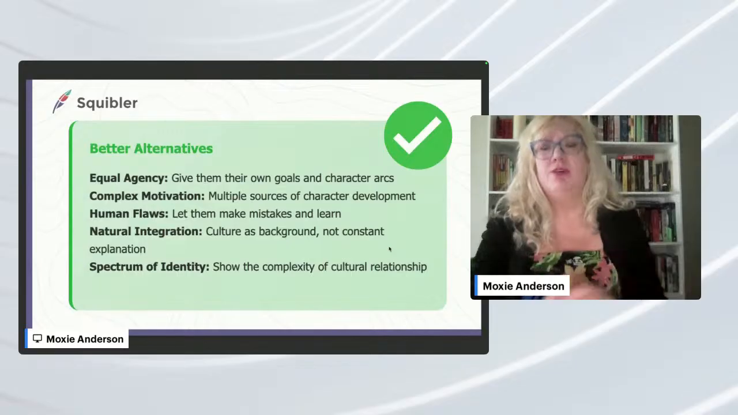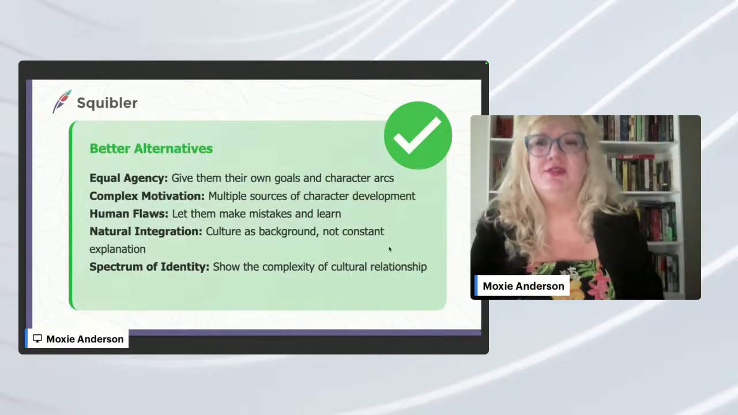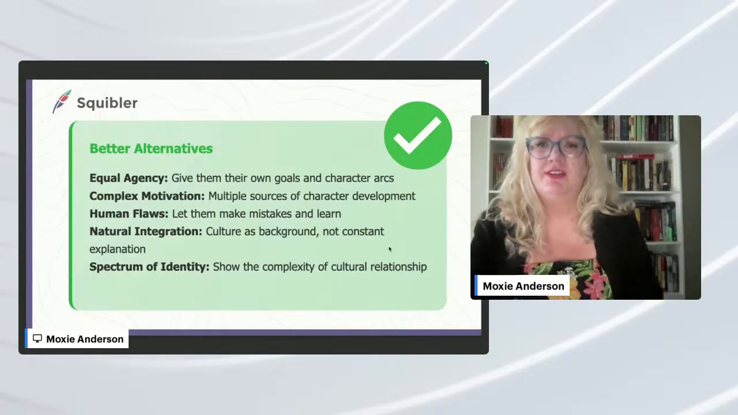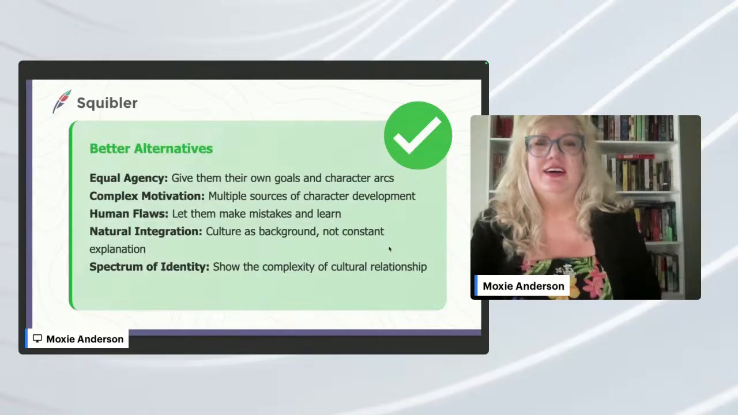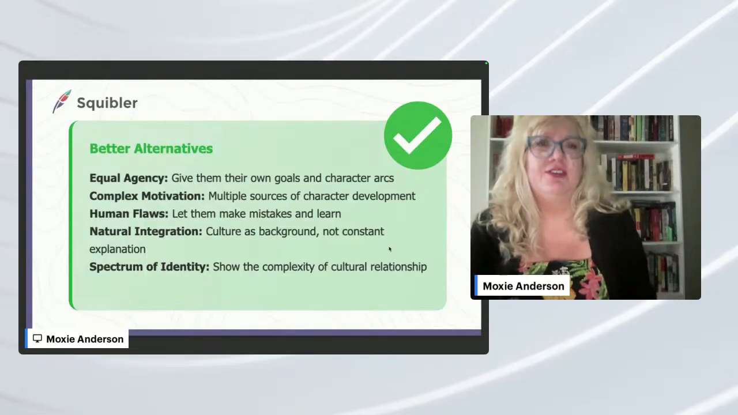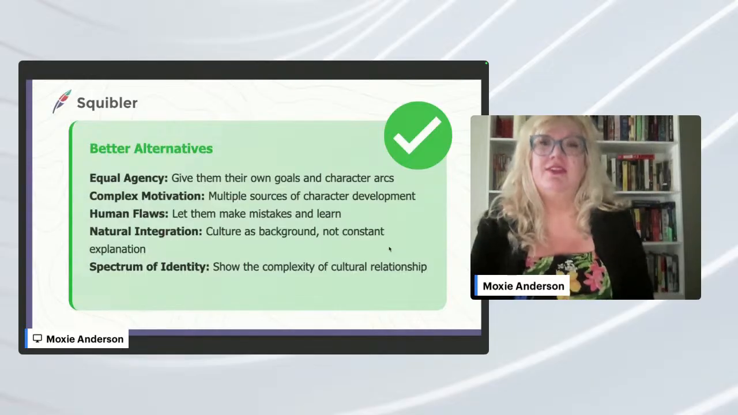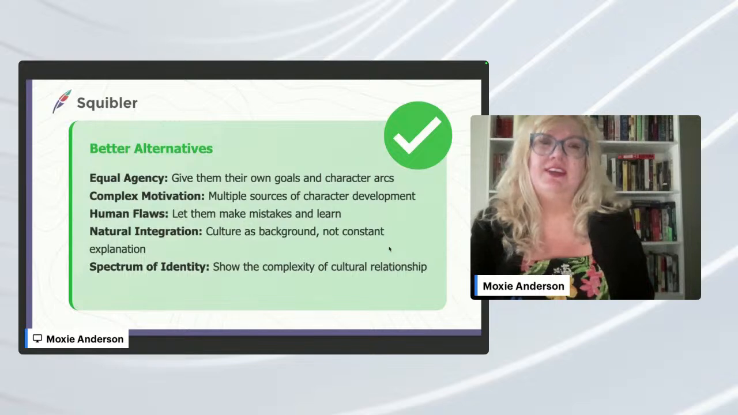So some ways that you can work around this, some better alternatives, are to establish equal agency. Give your diverse characters their own goals, their own character arcs. Have complex motivation. These can be multiple sources of character development for your characters. Your diverse characters, just like your other characters, your protagonists, your antagonists, should have human flaws. Let them make mistakes and learn. They should not be perfect.